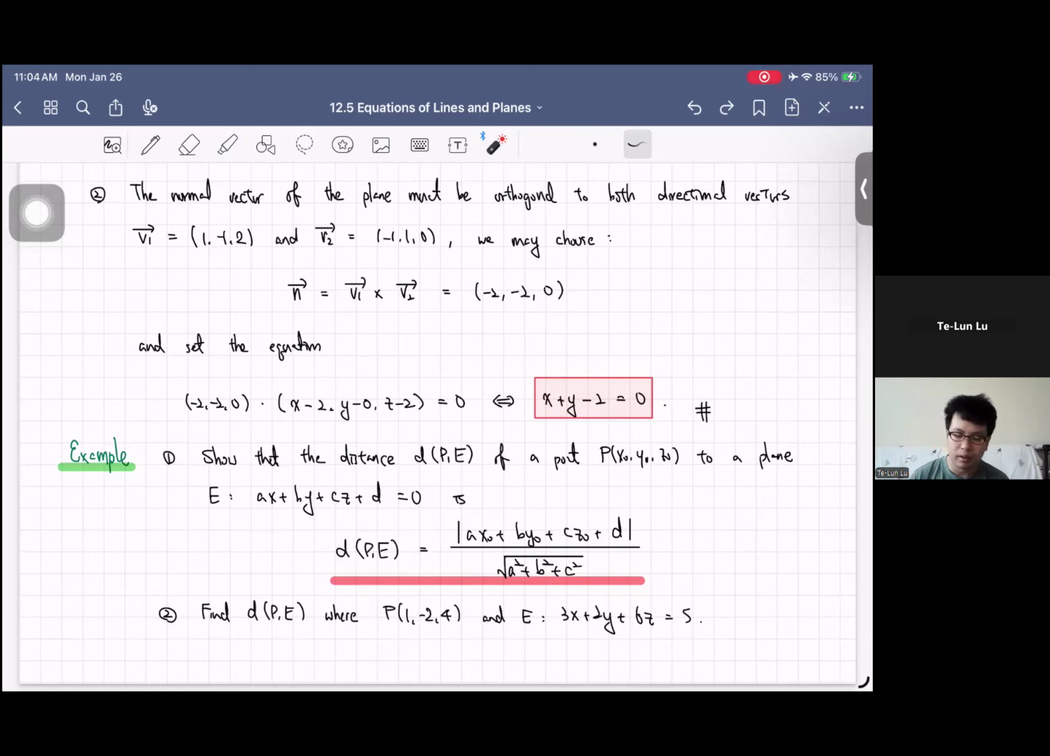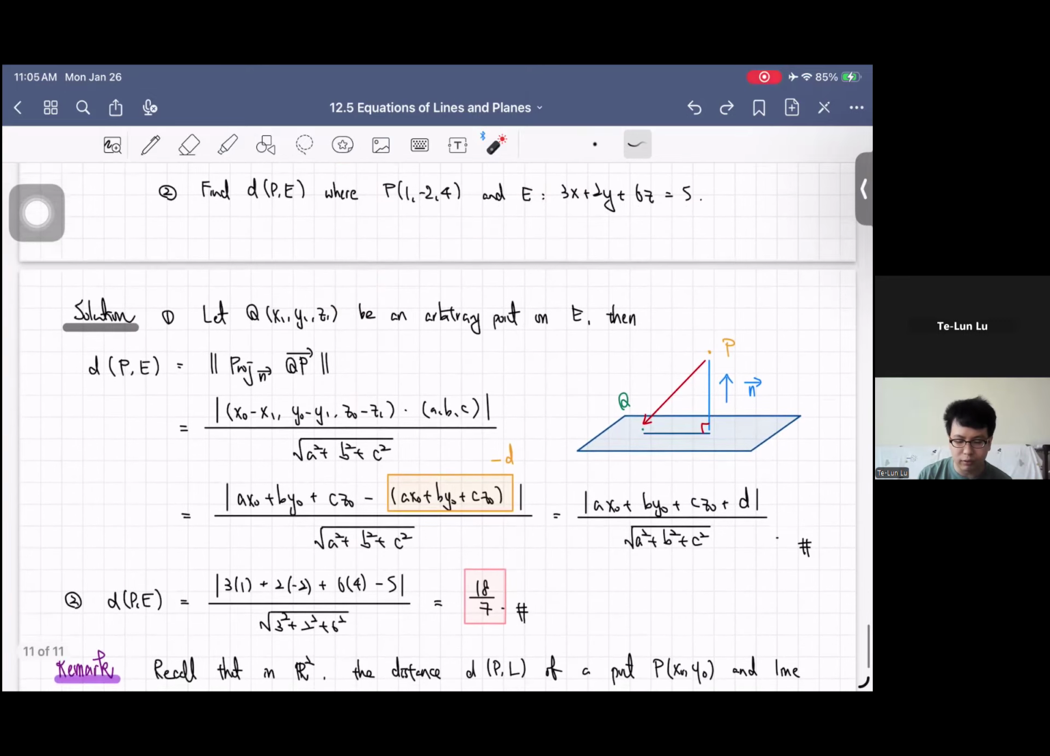So I claim that given the plane ax plus by plus cz equal to d, then for any point P (x naught, y naught, z naught), the distance between that point and the plane is given by this formula. In the numerator, you simply plug x naught, y naught, z naught into that equation and take the absolute value. For the denominator, you take the magnitude of the normal vector, the square root of a squared plus b squared plus c squared. This is simply an exercise about how to use the formula.